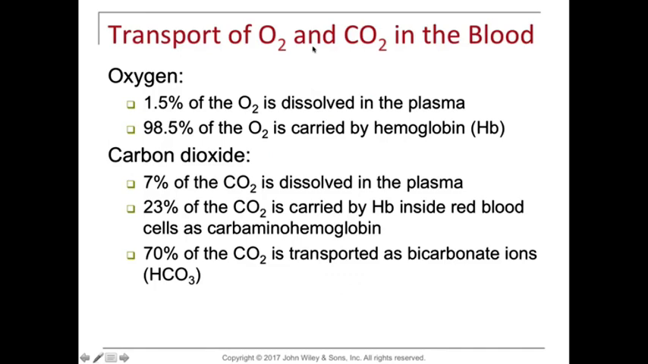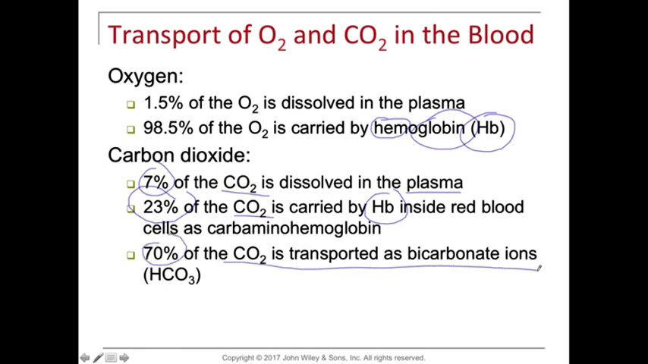Oxygen: 1.5% of the oxygen is dissolved in the plasma, and 98.5% is carried by hemoglobin. So when we look at blood, heme is the iron-containing portion, and globin is a transport protein, and hemoglobin is where oxygen and CO2 bind. Carbon dioxide: 7% of the CO2 is dissolved in plasma, 23% is carried by hemoglobin inside the red blood cell, and 70% is transported as bicarbonate ions.